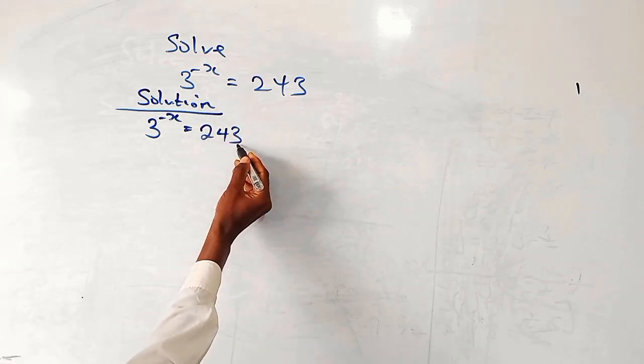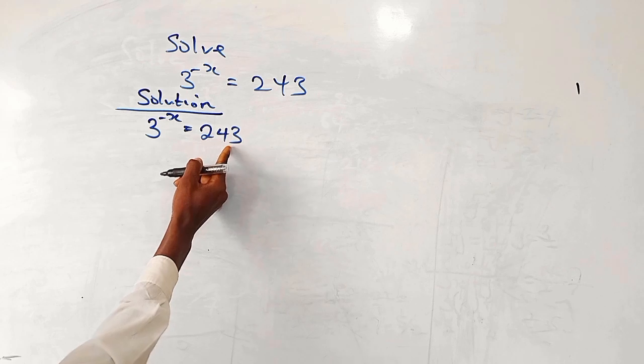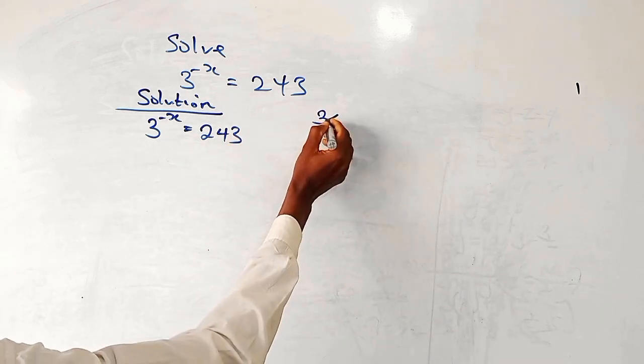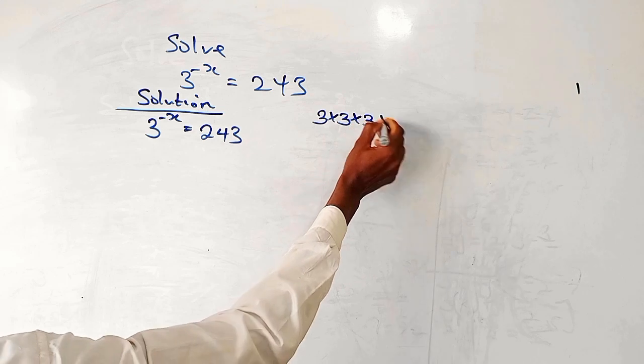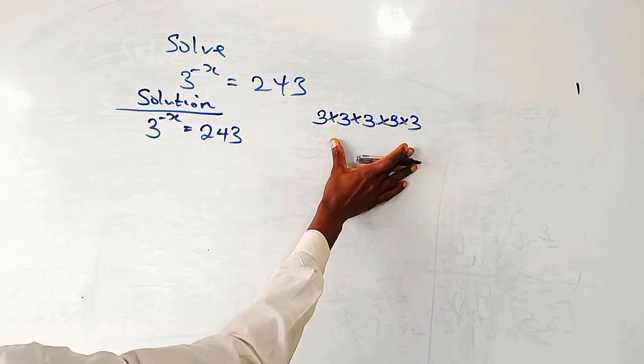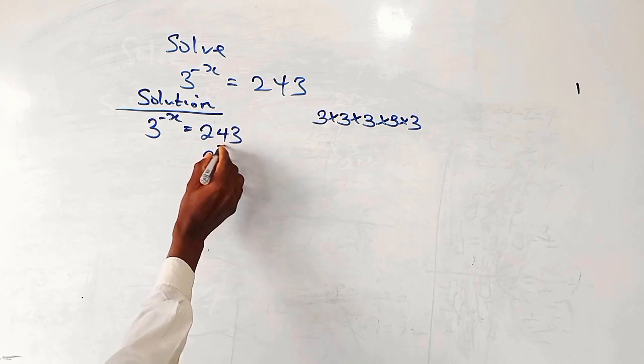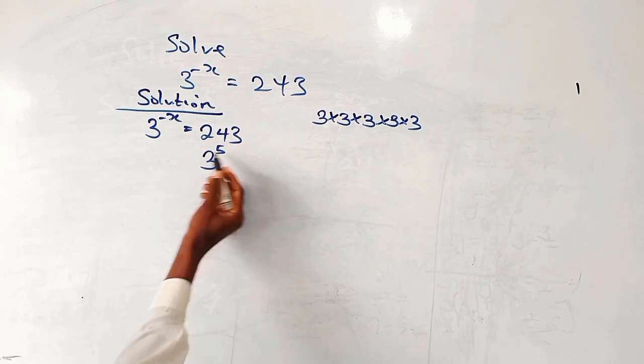Okay, I can put this one in index form of 3. So how do I do that? I have 243 to be 3 times 3 times 3. Okay, so 3 in 5 places give me 243. So I replace this with this and say 3 raised to power 5. So the exponent is 5.